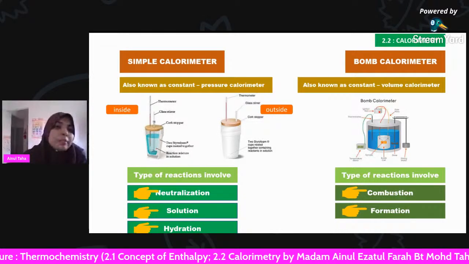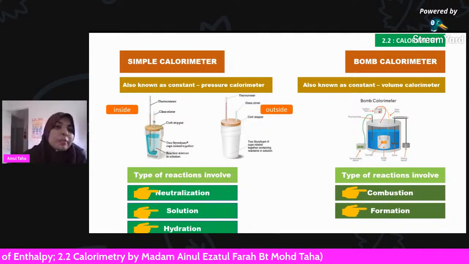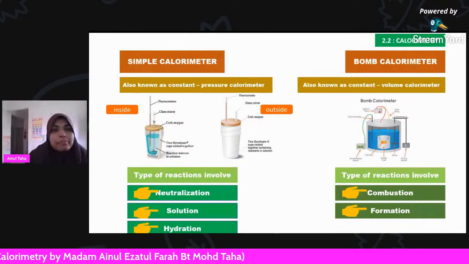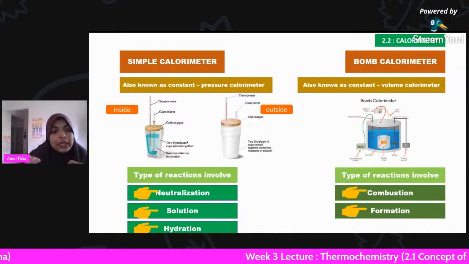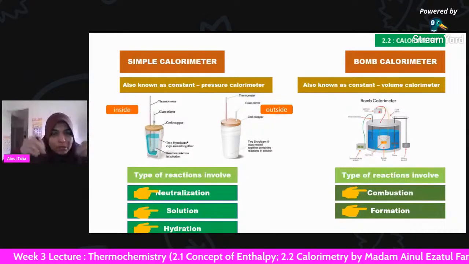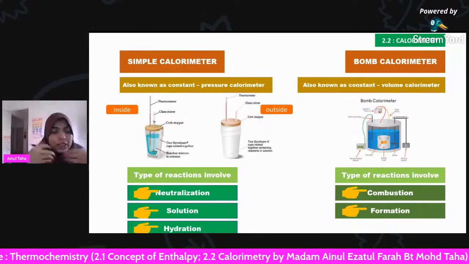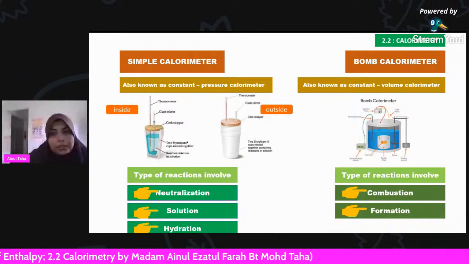But for the simple calorimeter, we use reactions that can easily be mixed in our lab, like neutralization of acid and base, where we mix these two together, they neutralize, and we get the salt. Okay, so that's why we call it the simple calorimeter.